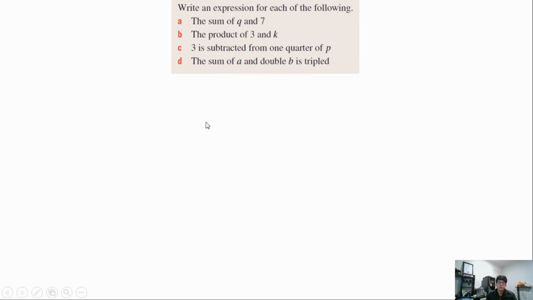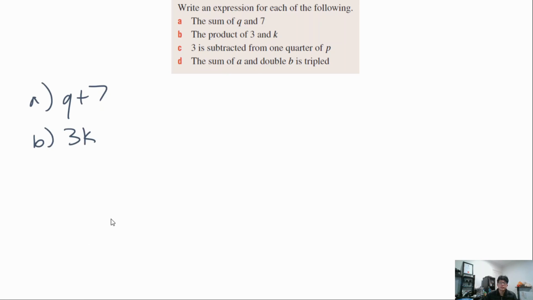Alright, now moving on, pause the video here and have a go at these ones by yourself, and just unpause the video when you're ready to go through them with me. So question A, write an expression for the sum of q and 7. This one's nice and easy. Sum was just adding, and the second one, the product of 3 and k. Remember, product was just multiplying, so that would be 3k.